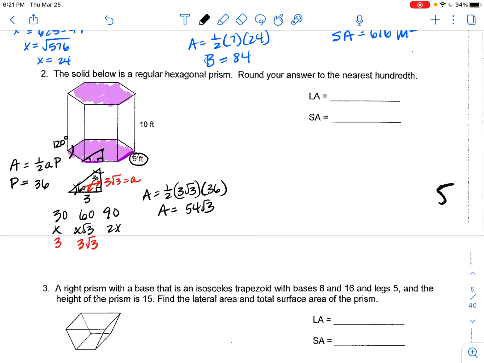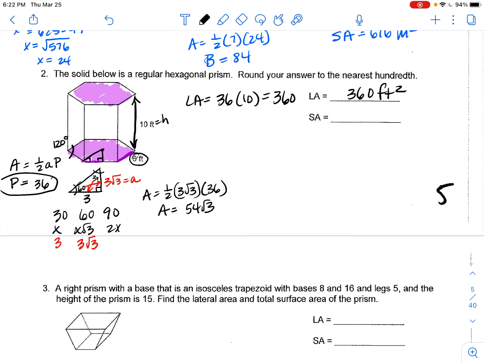And that's the area of that base. Okay, so the lateral area, let's go ahead and do that. The lateral area is equal to the perimeter times the height, and so that's just 360. The height of the figure is this right here. This is your h, and we already said that the perimeter was 36, so that gives us 360 feet squared.